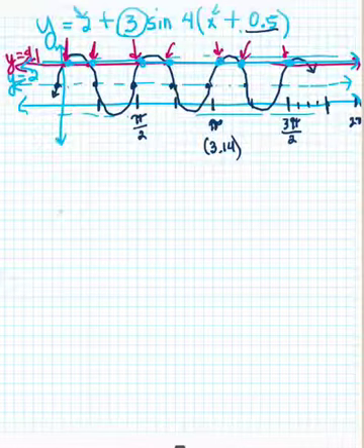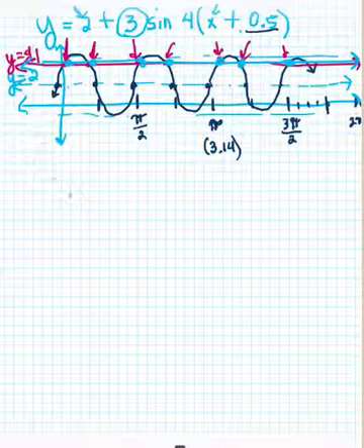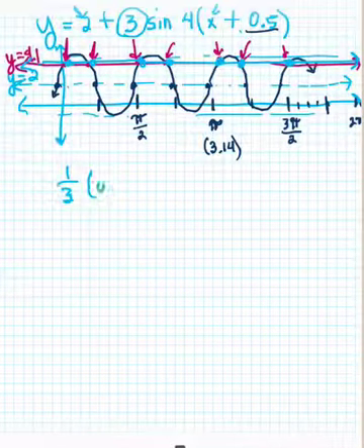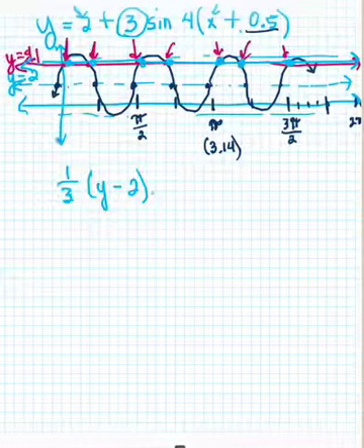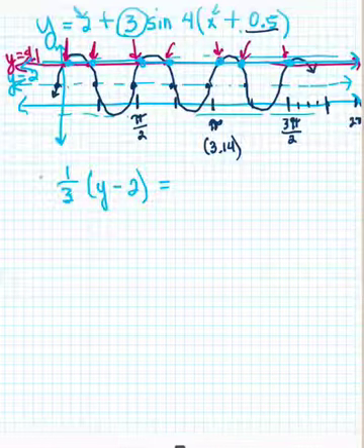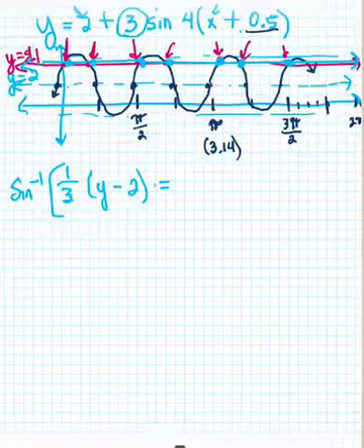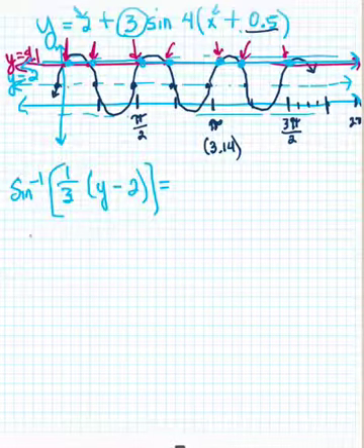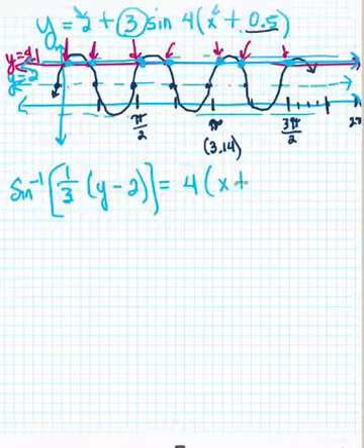Okay, so let's solve this. You can see to start up here, it's going to be 1/3 (y minus 2), because you just subtract 2 from both sides and then divide both sides by 3. And it's going to be the sine inverse of 1/3 (y minus 2) equals 4 times x plus 0.5.